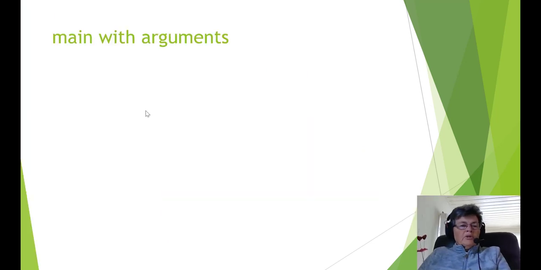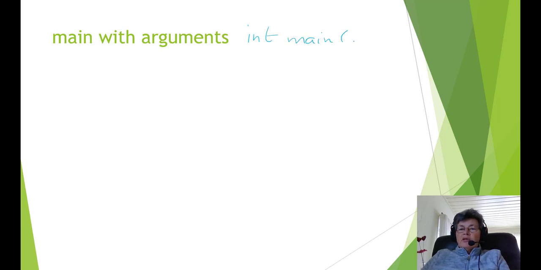If we look at a main with arguments, the only difference from the previous examples would be that in the previous examples we had int, main, and then a void, so no parameters. And now we're going to give the system the opportunity to enter parameters when we execute the program. And to be able to do so, the only difference we make is between the brackets we'll put in parameters.